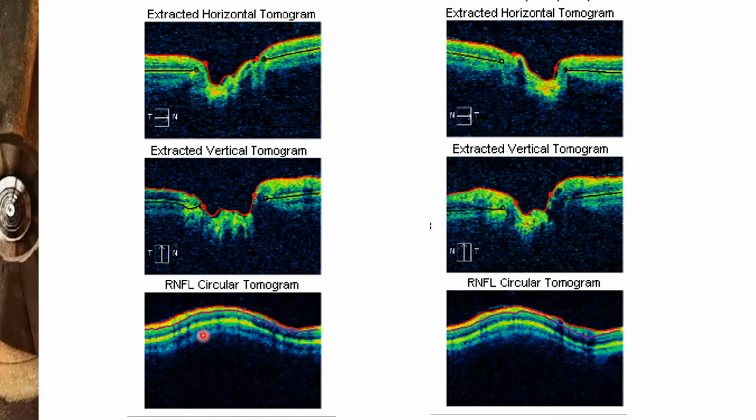And then look at the RNFL tomogram, which is going to give you the T-SNP curve and give you all of the measurements that you're looking at. And you can see that it very nicely segments the retinal nerve fiber layer. And notice how thin the RNFL is in this patient who has a very nice wedge defect.